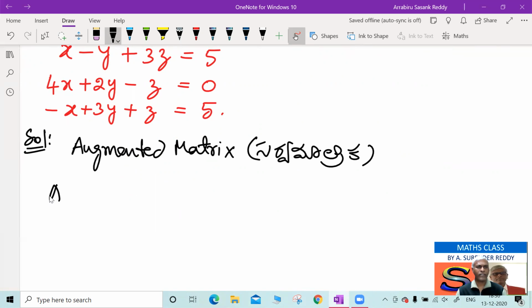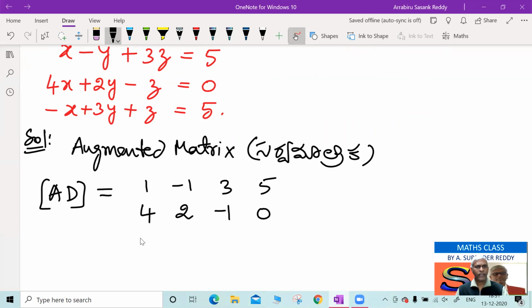Very simple. So let us name it as AD. A is the coefficient matrix, D is the constant matrix in Cramer's rule and the matrix inversion method. If you mix both, you will get this augmented matrix. So the coefficients of x, y, z and the constant in the first equation: 1, minus 1, 3, 5. Coefficients of x, y, z and the constant in the second equation: 4, 2, minus 1, 0. And the coefficients of x, y, z in the third equation and the constant: minus 1, 3, 1, 5. So this is the augmented matrix.